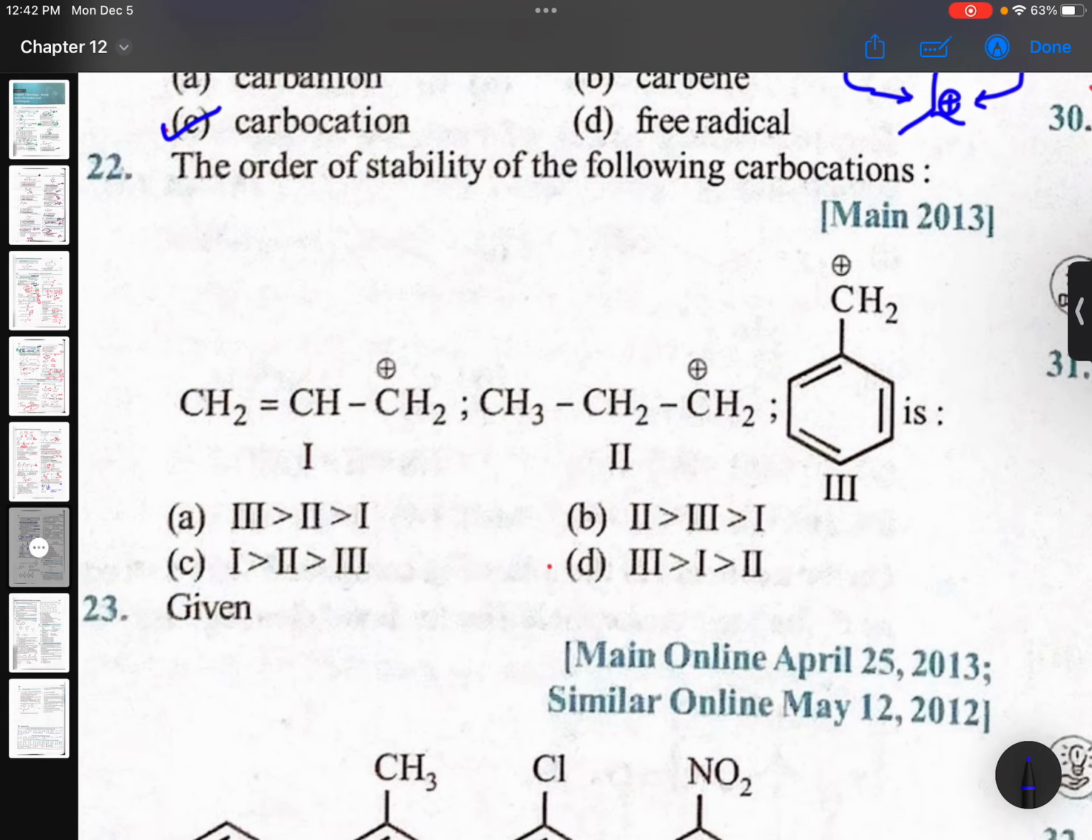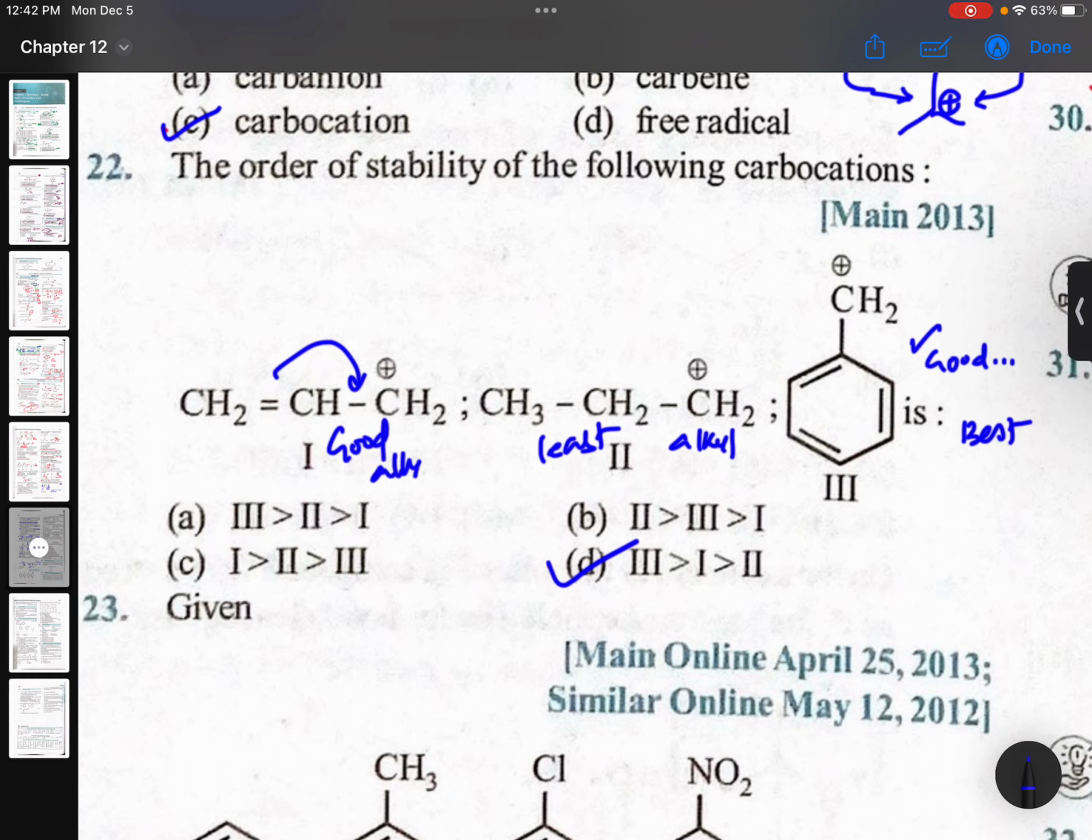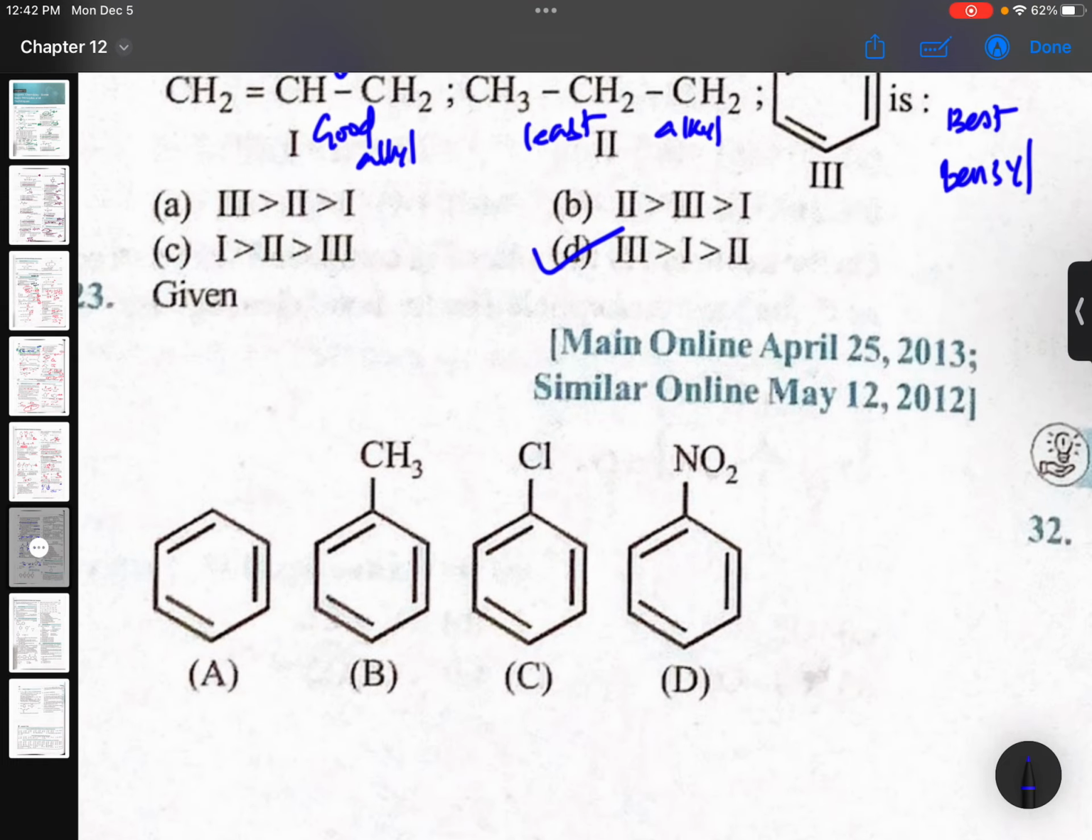Simple. The order of stability of the following carbocations: this is benzyl, very good, and this is allyl. This is just alkyl, it is least. This is the best; this is better than the second and less than the third. So you have to start from 3, 1, 2. Okay, this is the benzyl carbocation and that is the allyl carbocation.